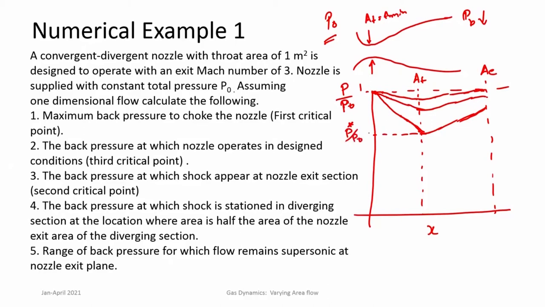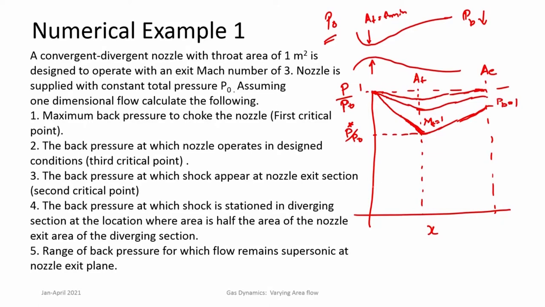Okay, so once that is achieved, that is you are able to reach the critical pressure, then Mach number at the throat becomes equal to 1, so M t equal to 1. When this is done, then mass flow rate becomes choked. Further decrease in back pressure will not change mass flow rate. It will not affect the upstream also, so the upstream will behave the same. And so this particular back pressure is the first critical point.